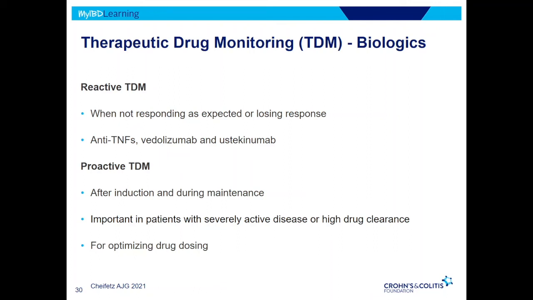And in certain cases, particularly in individuals with severe disease, it is done proactively to make sure that they're able to achieve response and remission. And this is recommended by the American Gastroenterological Association as a way of making sure that we are able to meet our treatment goals.